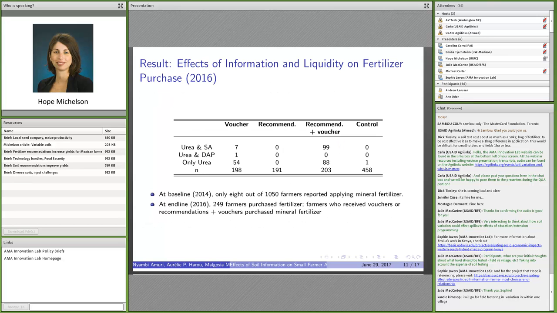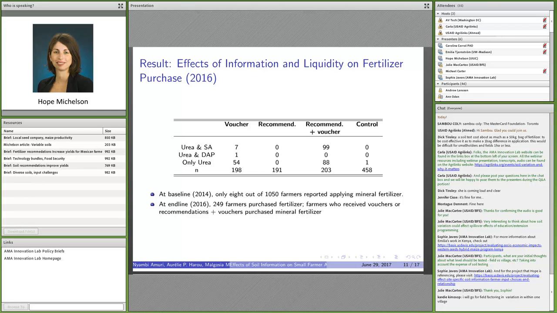Okay, so what I'm showing you in this graph is the results of the effects of the intervention. Remember there are 3 treatment groups: voucher, so getting some liquidity; the recommendation; and then the combination of those things. So this shows you, in a discrete way, what people bought if they were assigned to those different treatment arms. One thing to note, the first bullet point there, is that only 8 of the farmers in our sample had applied mineral fertilizer at baseline. So extremely low baseline usage rate. And that was surprising even to us. That was lower than we expected to see.